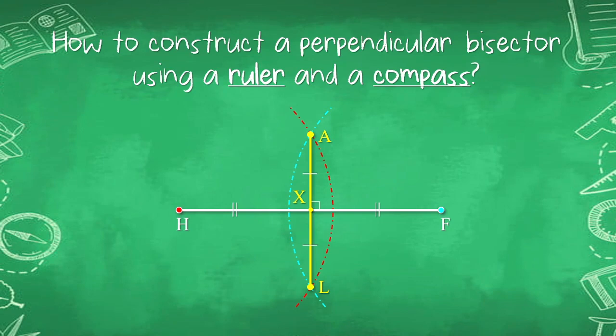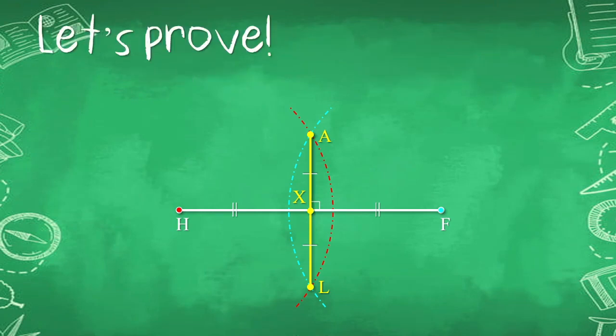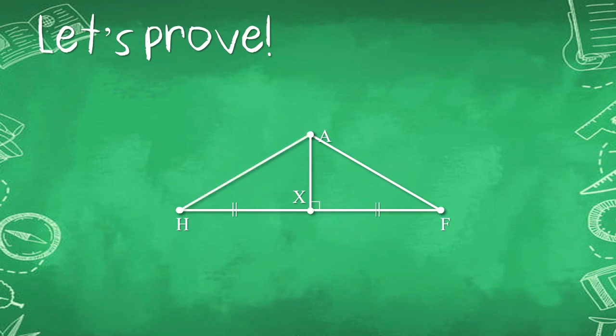Let us remove the unnecessary lines and leave a triangle for us to prove that segment AX is the perpendicular bisector of segment HF.